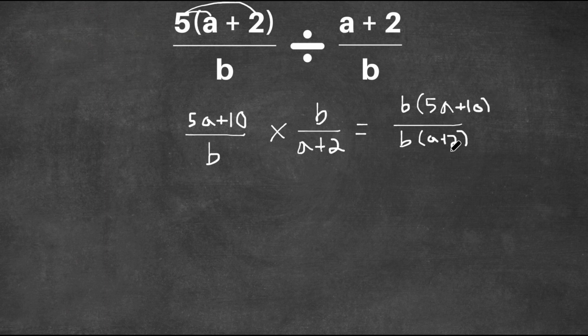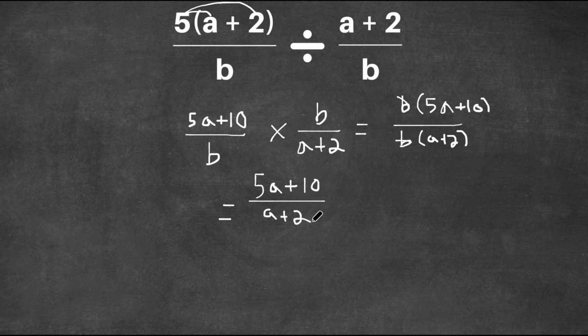All right, so now that we have these two, why don't we simplify this a little bit? b over b, these two can simply cancel out because they're the same thing. So we're left with (5a plus 10) over (a plus 2).